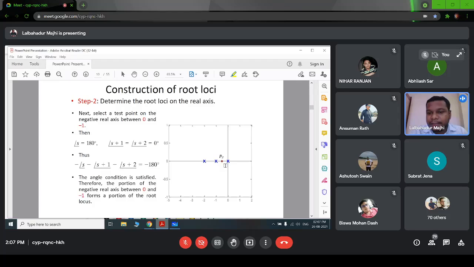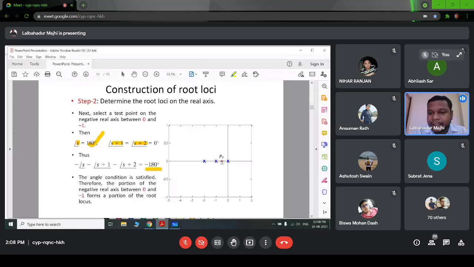So let's see another one. We are taking a negative point P2 between 0 and -1. Let's say we are taking -0.5. So the value of s will now be -0.5, that means we are getting -0.5 plus j0. At that time the angle will be 180 degrees, and for -0.5 plus 1 this is a positive number, and this is also positive, so it will be 0. So now the summation of all the angles will be -180 degrees. So we can see our angle condition is satisfied.